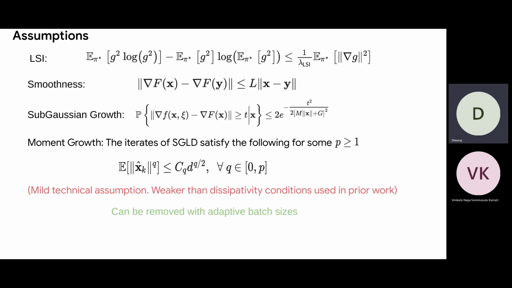We use this assumption. In fact, this is a very mild technical assumption, and it is weaker than dissipativity, which is used in the previous works. And it is also not essential, we can use adaptive batch sizes, which will adapt to how large x is, and then we can also remove this assumption. So it's not a big deal.